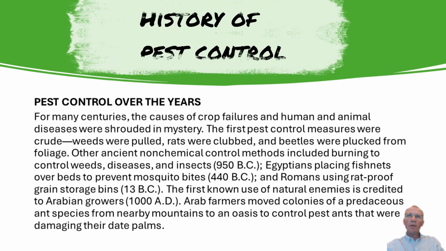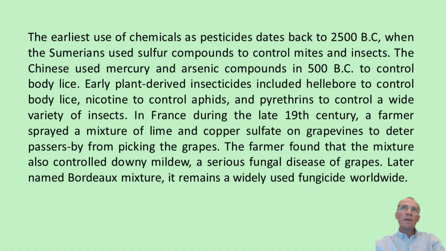This example of the Arabian growers moving the ants from the mountains to the oasis to control the pest ants is a great example of biological control. The earliest use of chemicals as pesticides dates back to 2500 BC, when the Sumerians used sulfur compounds to control mites and insects. The Chinese used mercury and arsenic compounds in 500 BC to control body lice.